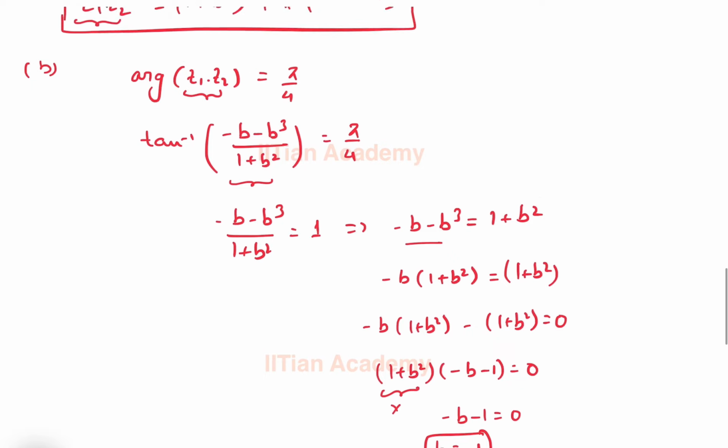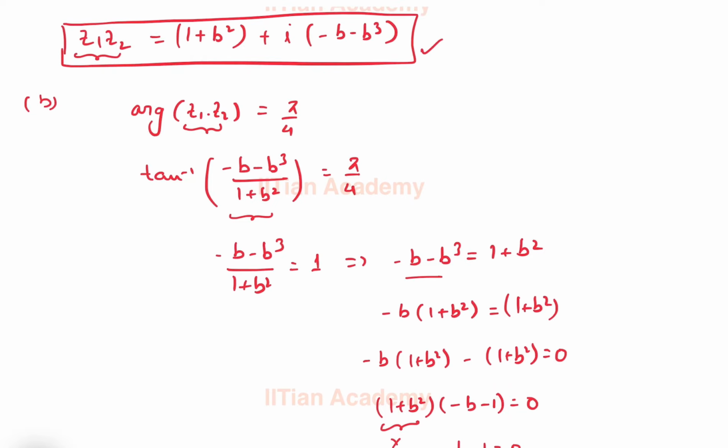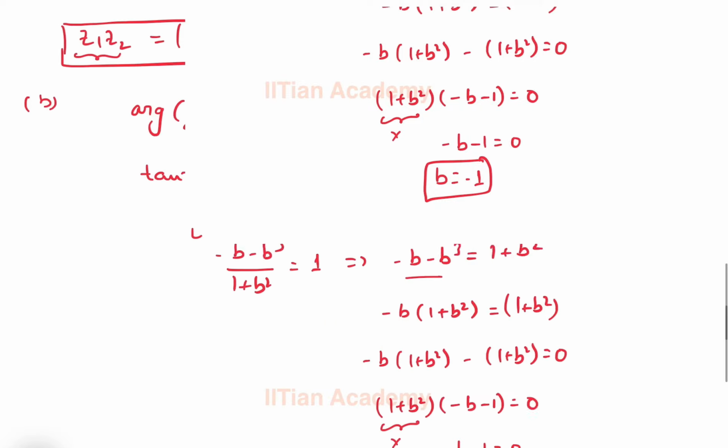And in the first part we have already identified z1 into z2. So we have solved both the parts.